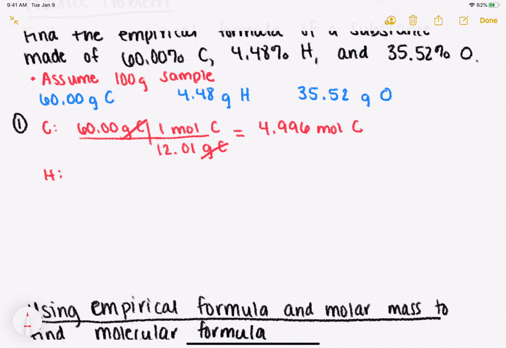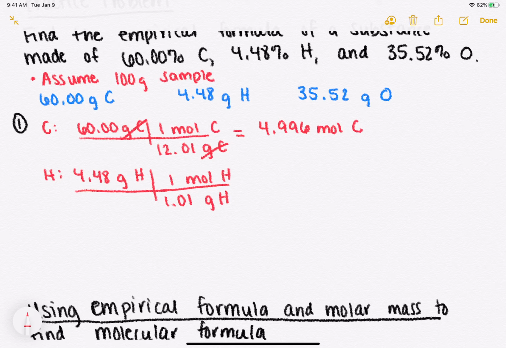For hydrogen, we have 4.48 grams of hydrogen. Hydrogen is 1.01 grams per mole. When we cancel our units, that's going to give us moles of hydrogen. And that is going to give us 4.44 moles of hydrogen.